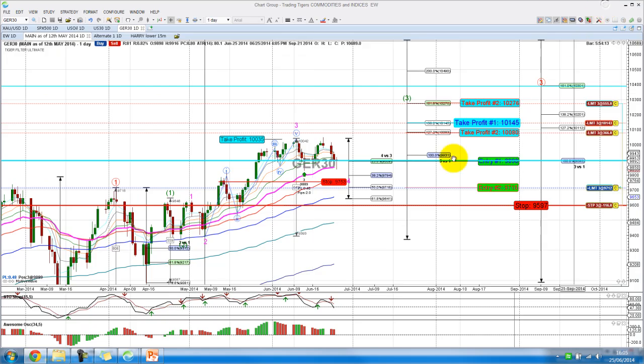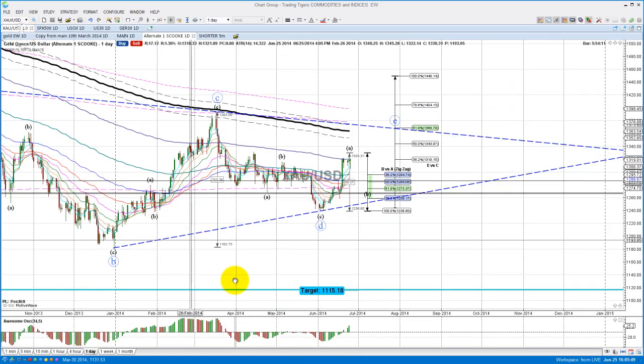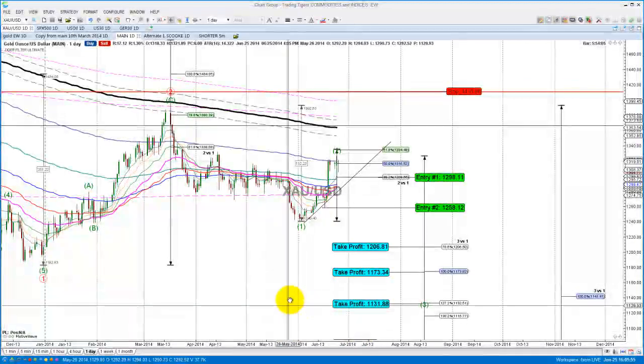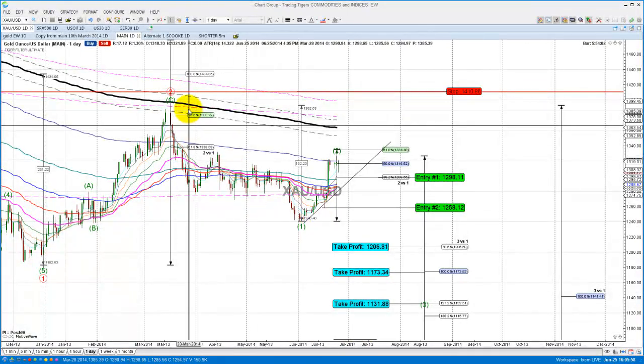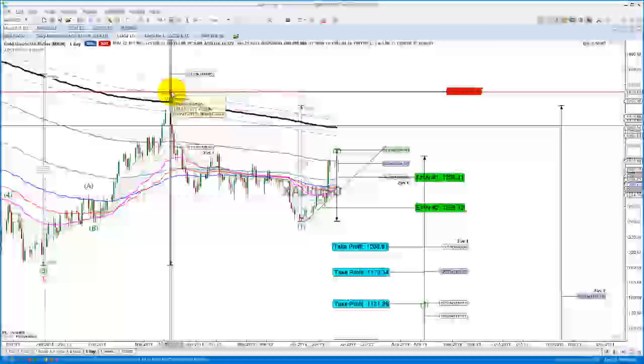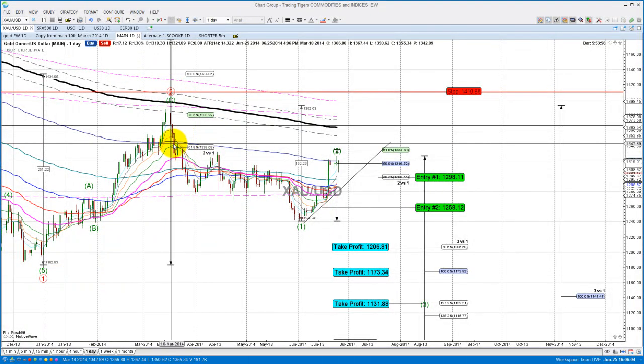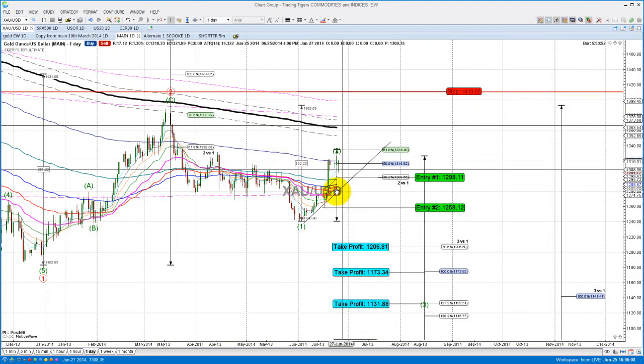Okay, fine, so let's look at the charts. Starting off with gold, our main count is actually telling us that we're in a wave 3 downwards. Wave 2, the wave 3 of the primary degree, that's red and in circles, and you can see it completed there at the high of 18th of March 2014.